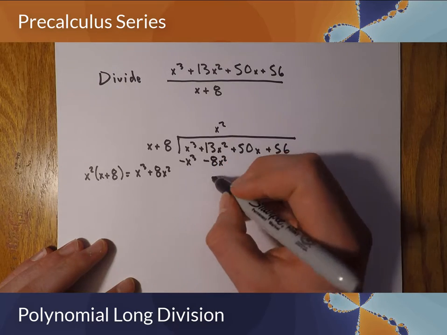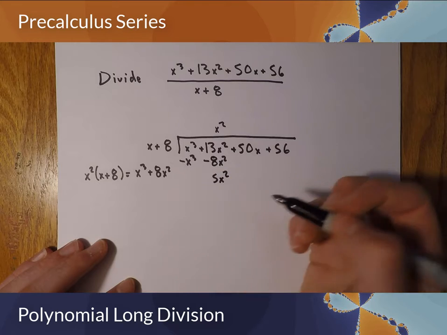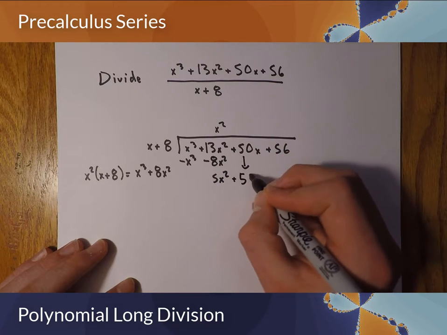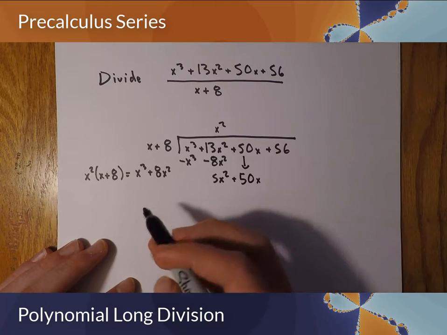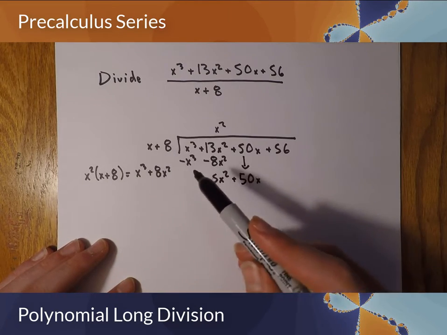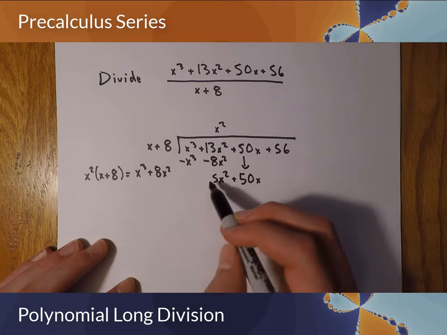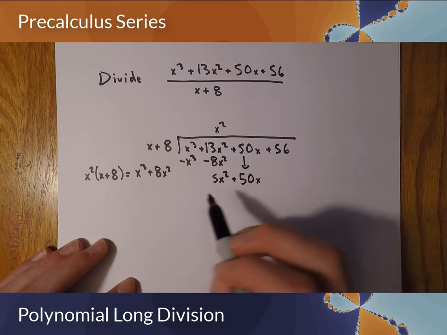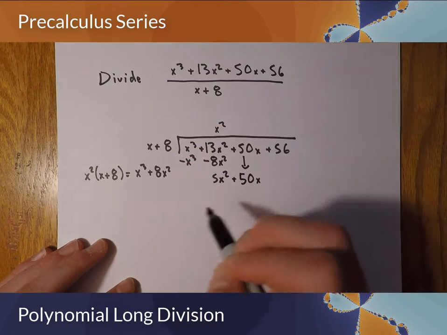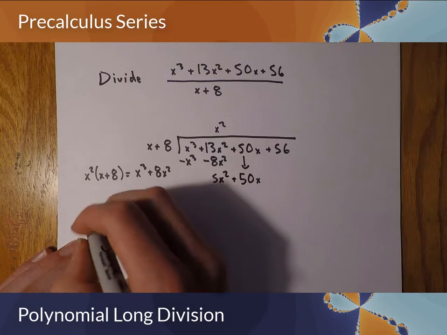And so now we get 5x squared, and this goes to 0, and we just want to drop this down, and so we have 5x squared plus 50x. Alright, so now I want to see how many times x plus 8 fits into 5x squared plus 50x. So again, we're probably not going to cancel out both terms, but we can at least see how many times this first term fits into this term just to make sure the first one cancels out so we can keep going.